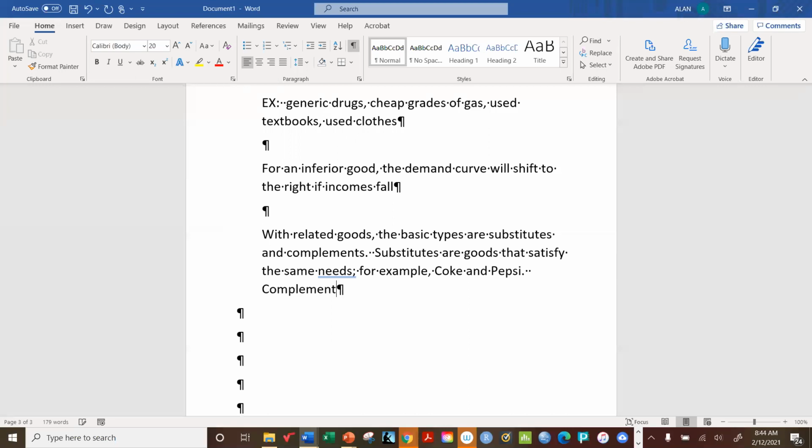Complements are goods that are consumed together, like French fries and ketchup. The ultimate example: French fries and ketchup. Who would want? I mean, I shouldn't say that. If the fries are good enough quality, you may not need the ketchup at all, as long as they're salted properly. But you certainly don't want to eat ketchup by itself. So they tend to go together.